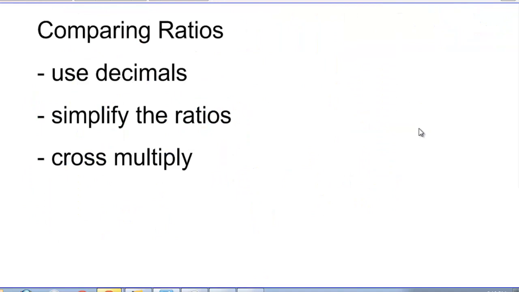If you want to compare ratios, there are several different ways that you can do that. You can change a ratio to a decimal, just like I can change a fraction to a decimal. So a lot of the things that I can do to ratios are the same as what I can do to fractions. You can also simplify the two ratios and then see if they simplify to the same thing, or you can cross multiply. And I'll show you a little bit about how to do that in just a second.